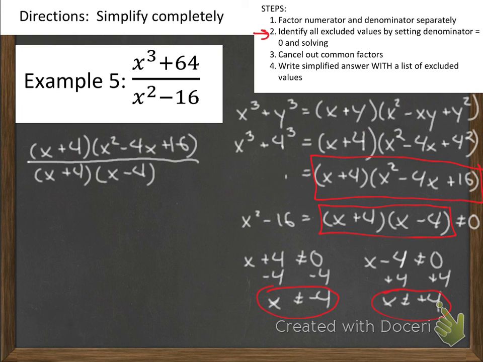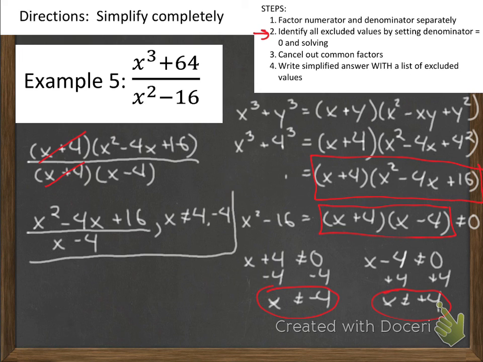Okay, let's cancel our terms out first. Notice that the x plus 4's cancel out. So that leaves us with x squared minus 4x plus 16 divided by the quantity x minus 4. And then I write a comma here and make a note that x cannot be equal to 4 or negative 4. Okay, and that is our final answer.